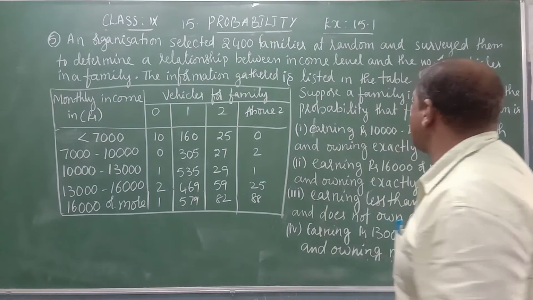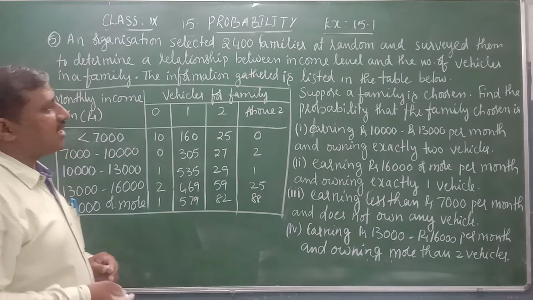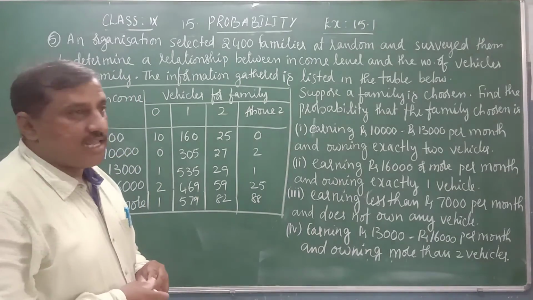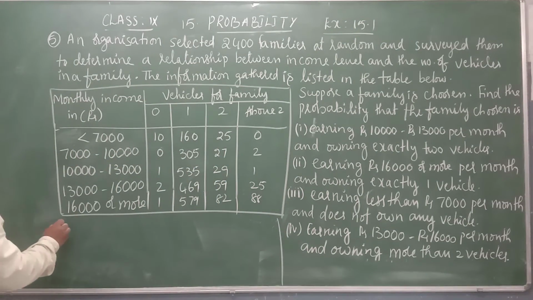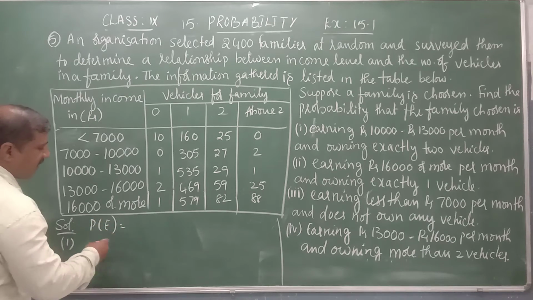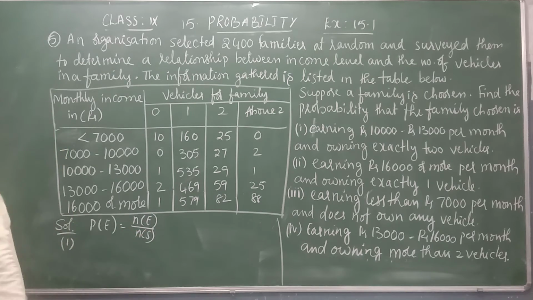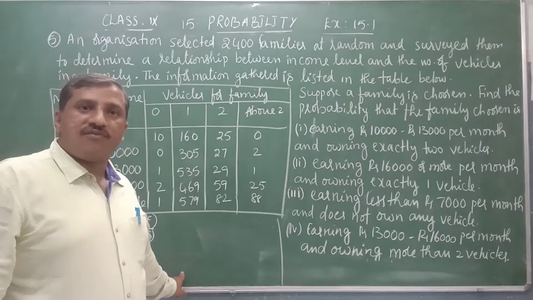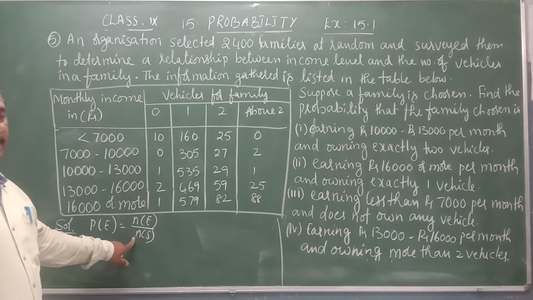Now here are some questions. Suppose a family is chosen. Find the probability that the chosen family has the following income and vehicles. So we have to find the probability. What is the formula? P of E is equal to N of E divided by N of S, that is, the number of favorable outcomes of that event divided by the total possible outcomes of that experiment.